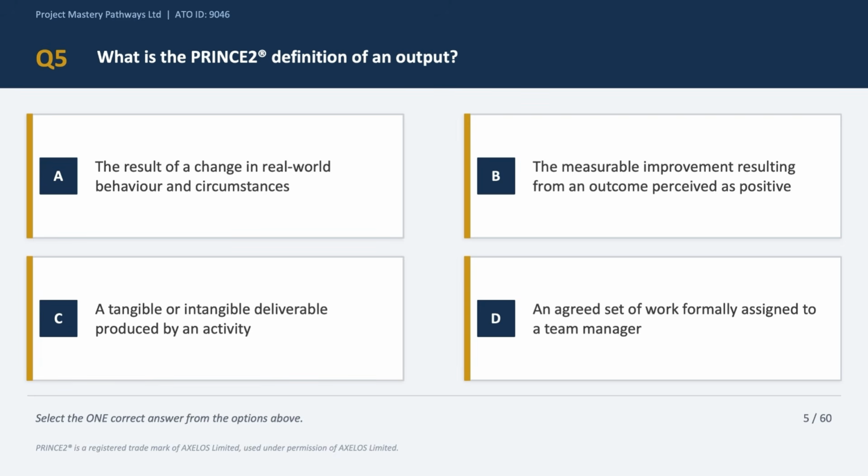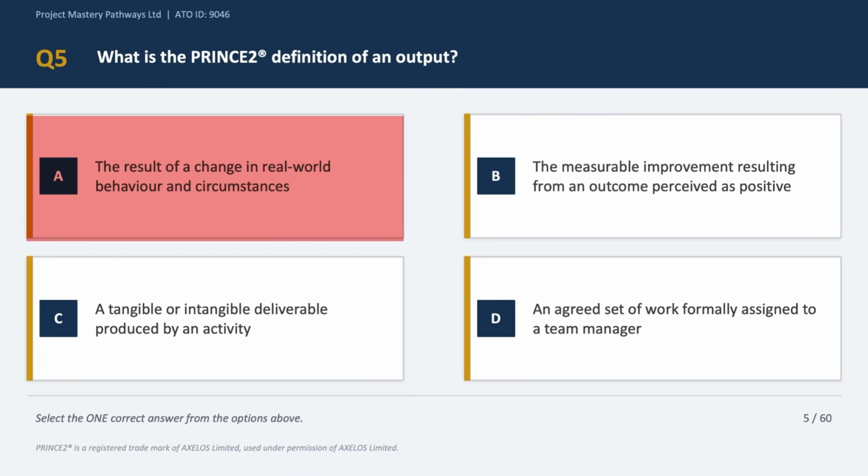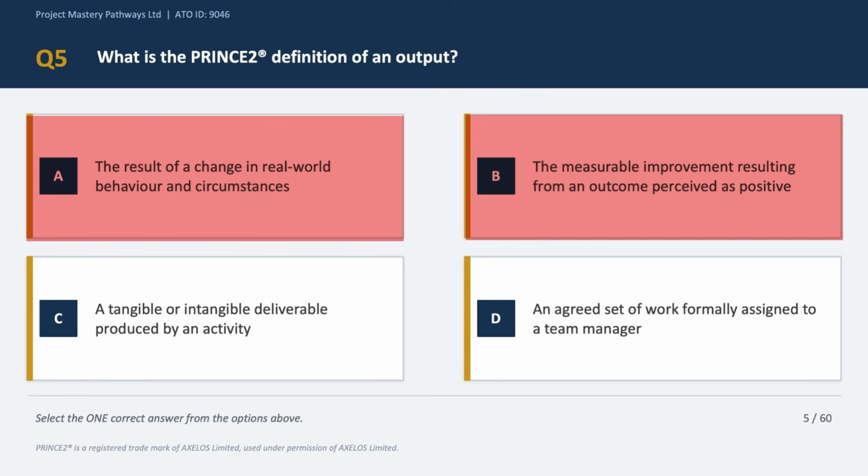Okay, so option A describes the result of a change in a real world behavior. Now that is the definition of an outcome, not an output. So option A is incorrect. Now option B says the measurable improvement resulting from an outcome. Well, that is the definition of a benefit. So we can eliminate option B as well. Let's look at option D, which says an agreed set of work formally assigned to a team manager. Now that is describing a work package, not an output. And it has no linkage whatsoever to the definition of an output. So option D is incorrect.